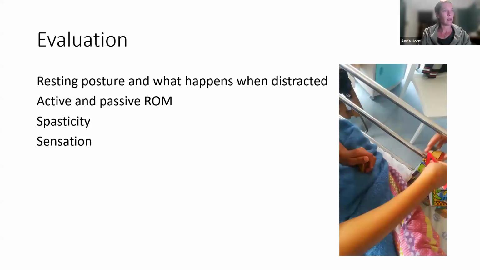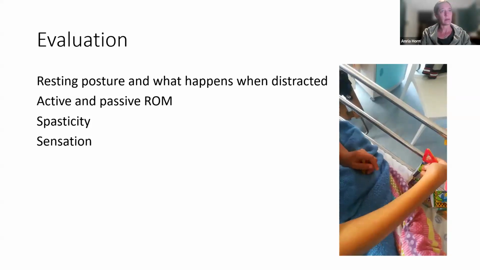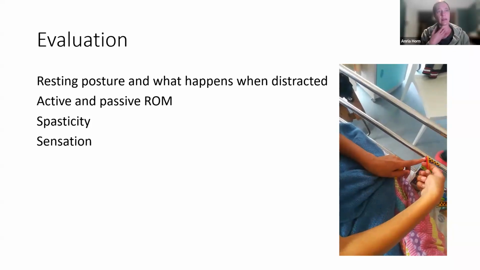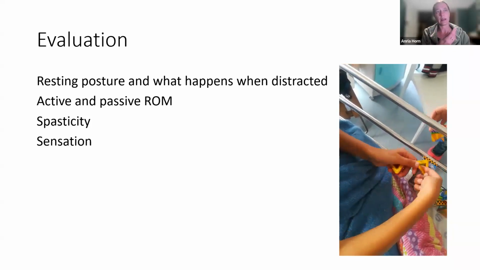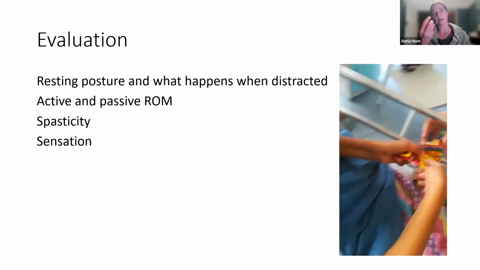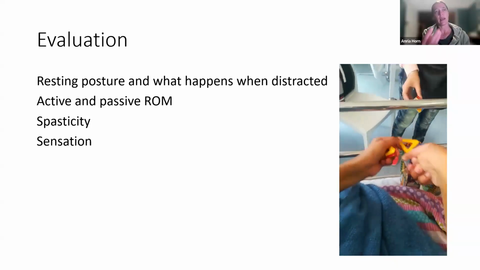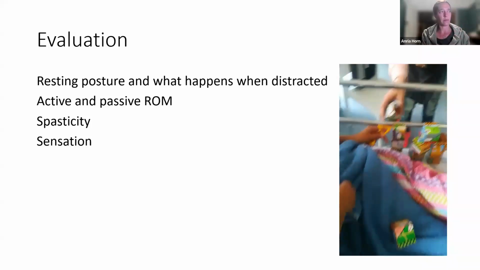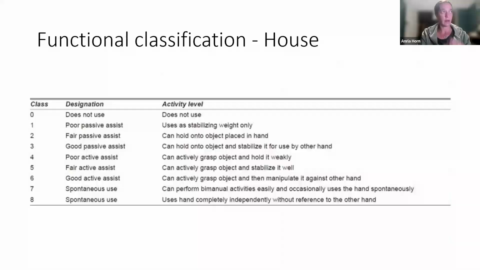Done that. Okay. We also look at the resting posture, what happens when they're distracted. You see there, she's desperately trying again to let it go, and she can't, her fingers just won't open voluntarily. And you can't operate that better. That's a brain problem. And then obviously you also look at the active and passive range of motion, spasticity, sensation. But function is by far the most important indication for surgery, or contraindication for surgery, as it were.